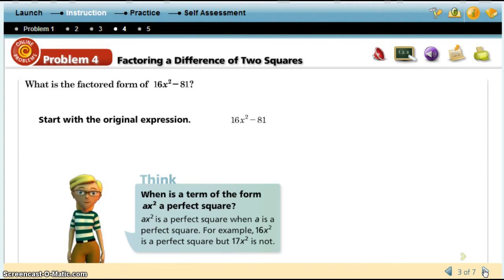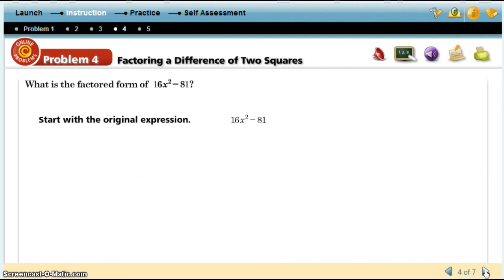But any other number that you're going to have in front of x squared has to be a perfect square, like 9, 16, 25, 36, and so forth. Any other number other than those will not be a perfect square, and therefore you can't use difference of two squares. Now write each term as a square. So write 16 times x squared as the quantity 4 times x, squared. And write 81 as 9 squared.